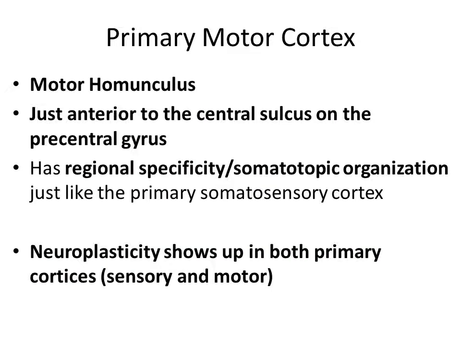So again, the primary motor cortex has a motor homunculus. It lies just anterior to our central sulcus. Like the primary somatosensory cortex, the primary motor cortex is regionally specific. It has this body representation on the cortex. We see neuroplasticity here just as we would in the primary somatosensory cortex.